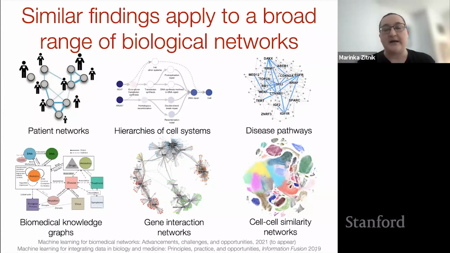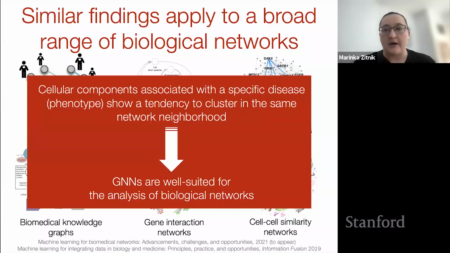And so that notion of local hypothesis, where we see that entities with similar properties tend to cluster and agglomerate in certain network regions, is really one of the core observations and motivation and guiding principle that can explain why graph neural networks are so well suited for the analysis of biological networks and why they have already led to several very successful applications to biomedical problems.